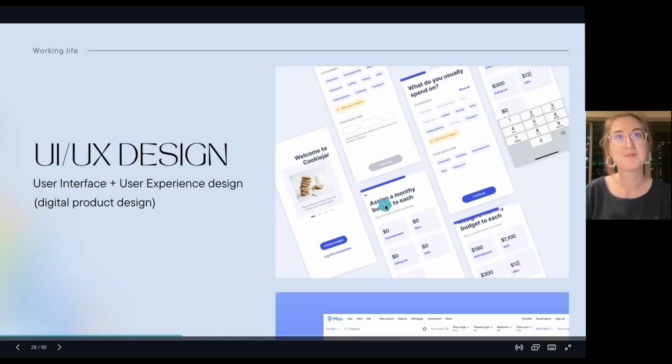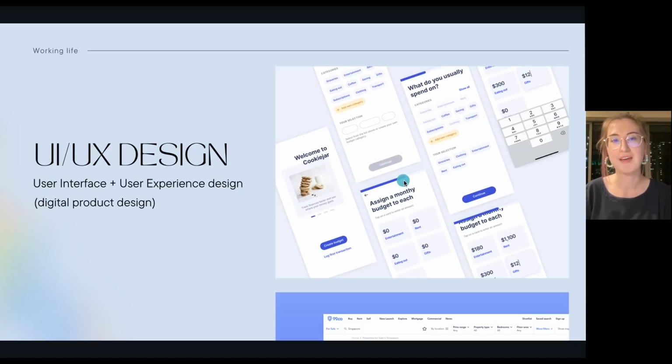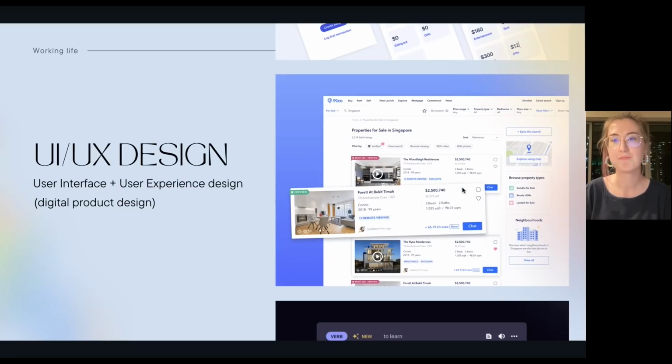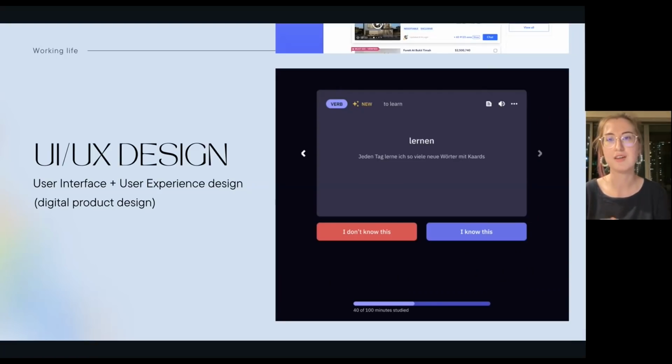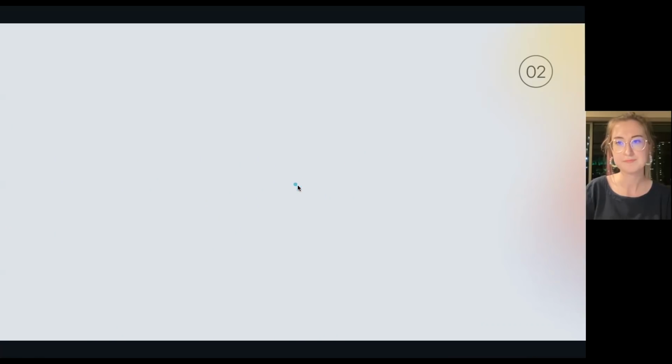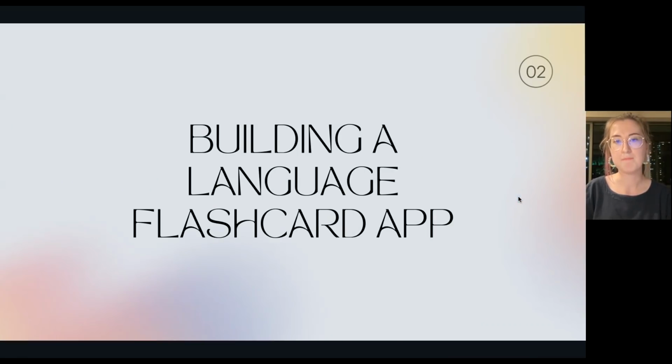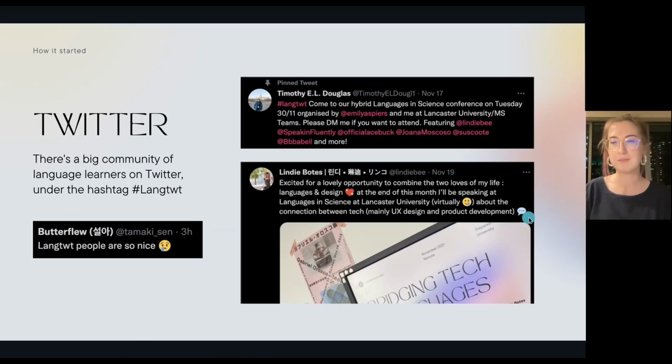So some examples of what I do here is a budgeting app that a friend and I are working on, or what I do at my company right now, working in property, helping people in Singapore find homes. And what I'll transition into talking about now is the language learning flashcard app that some friends and I are building. So a bit about building this flashcard app, I'm going to rewind a bit and start talking about Twitter.